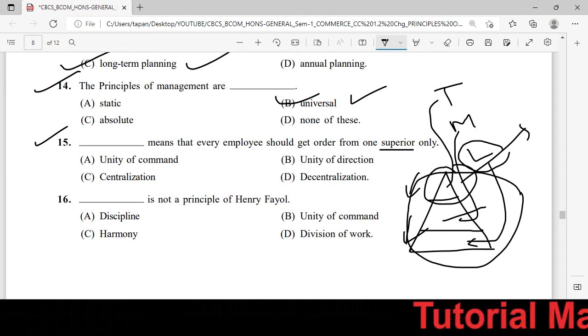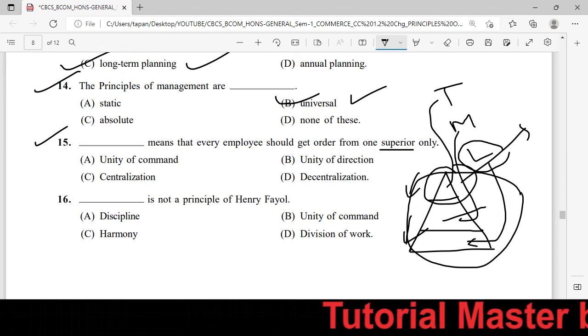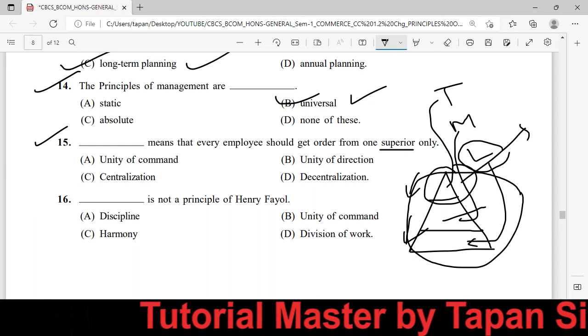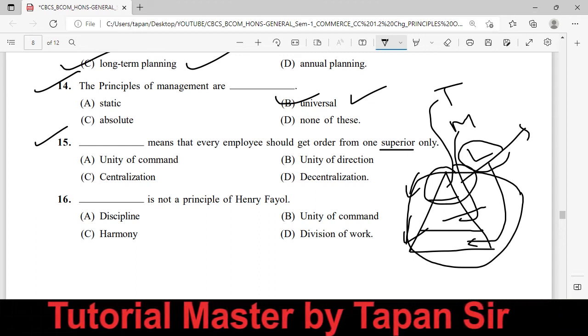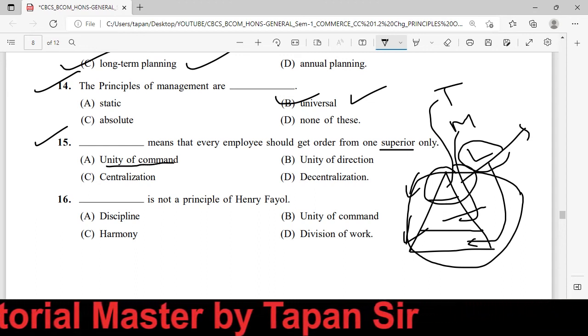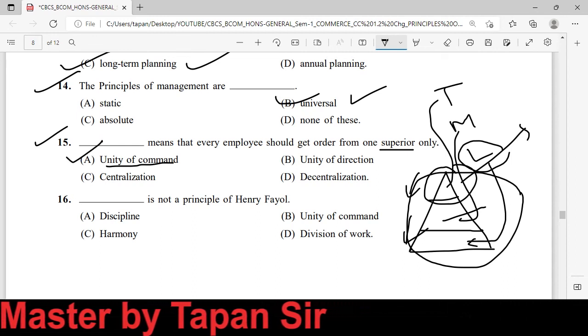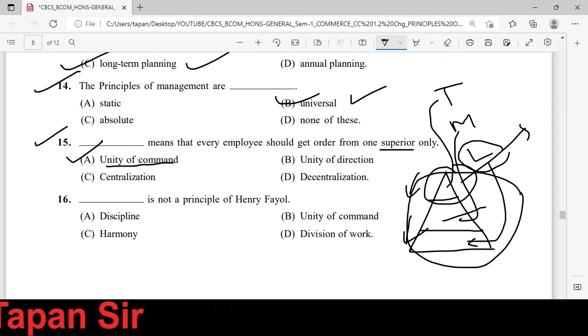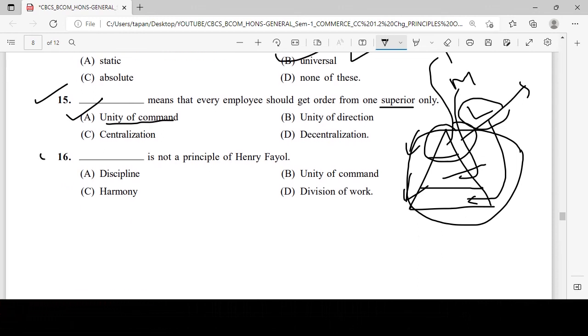But here, dash means that every employee should get orders from one superior only. That is unity of command. Okay, unity of command, and all of them will have to follow that command. Command means direction.